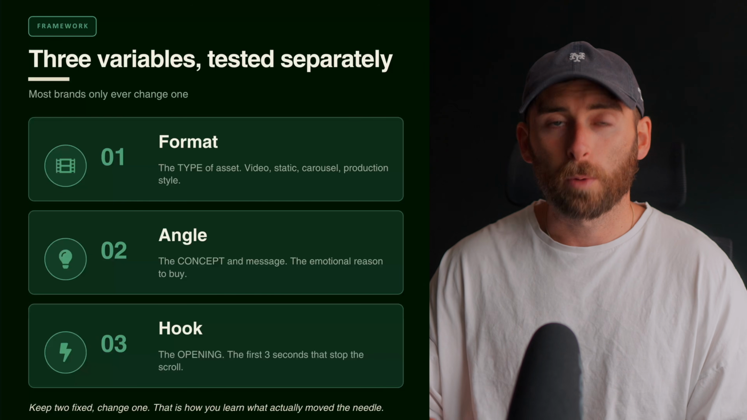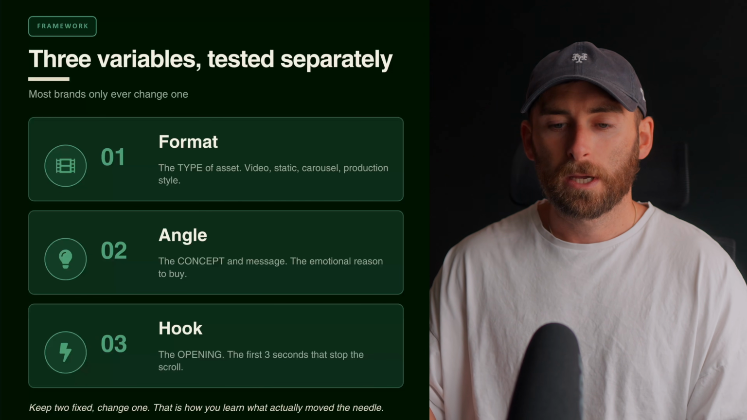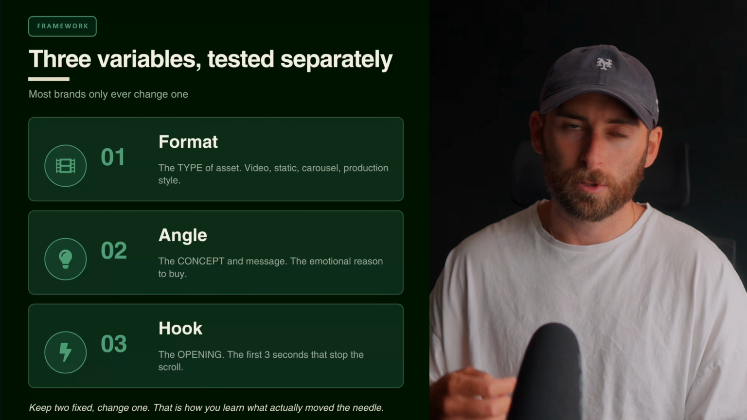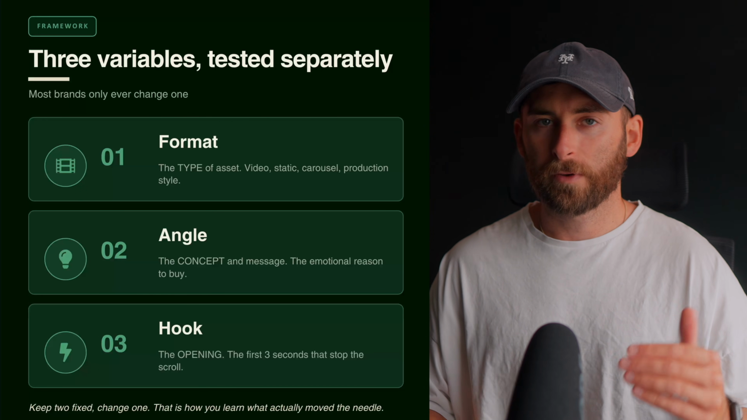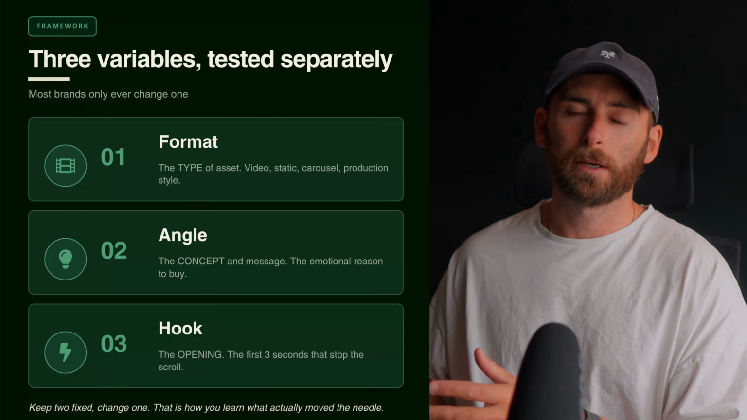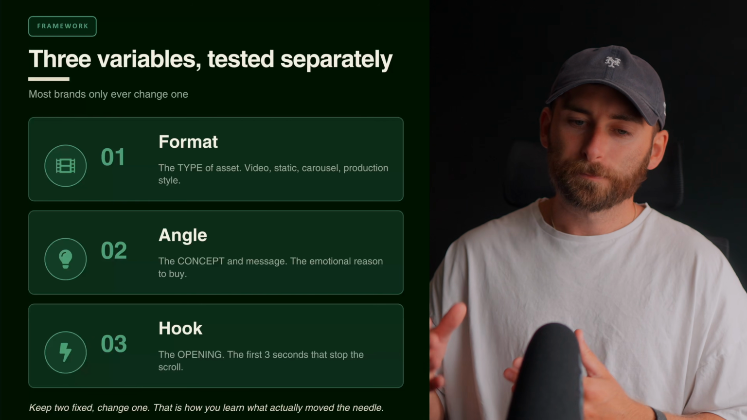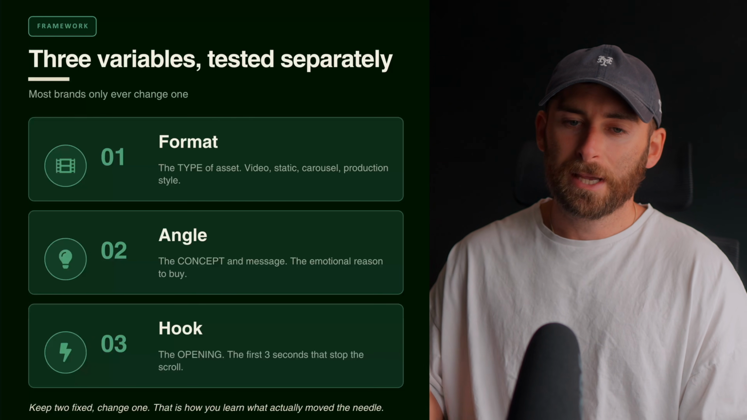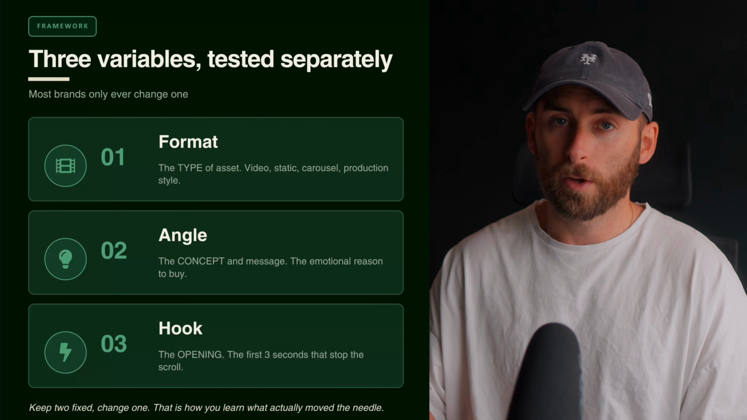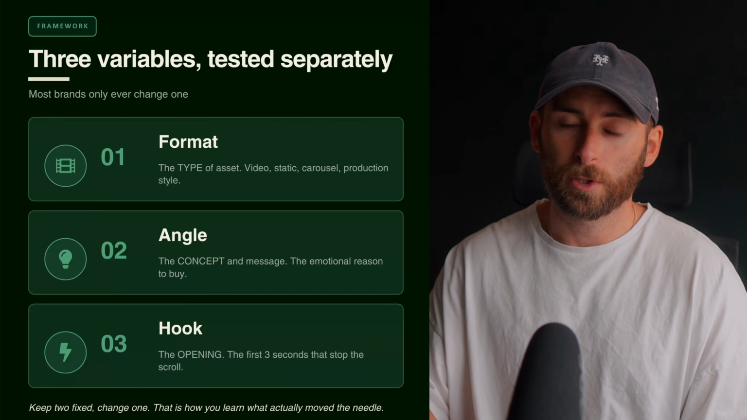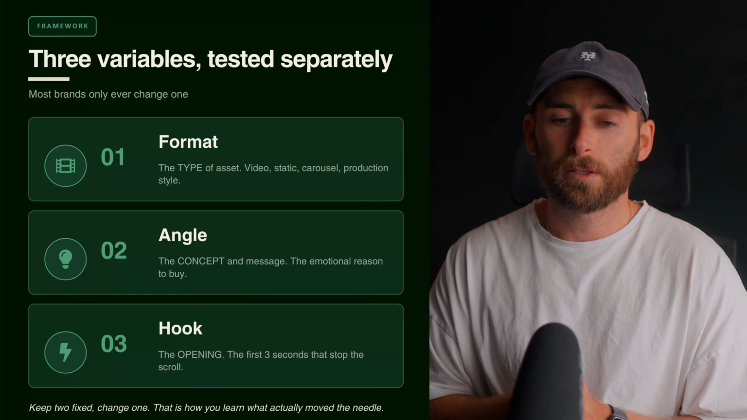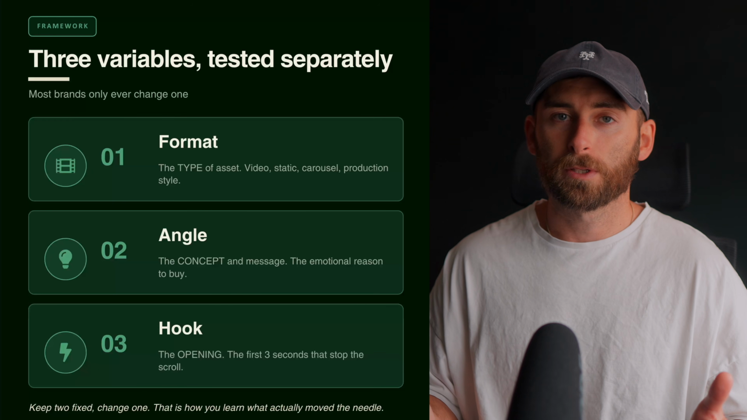And next we're going to talk about the hook. This is the opening, the first 3 seconds that essentially stops the scroll. As someone's on social media, if that hook in that first 3 seconds is good enough, you're going to capture attention, and then you can follow up with a really good video. So we can take all the formats, all the angles, and then we can test different hooks on those videos, for example, or those images. You can have different text on screen hooks. So you can see that there's a huge amount of combinations that we can test here.